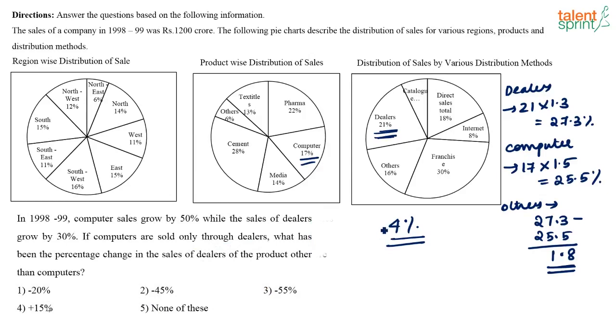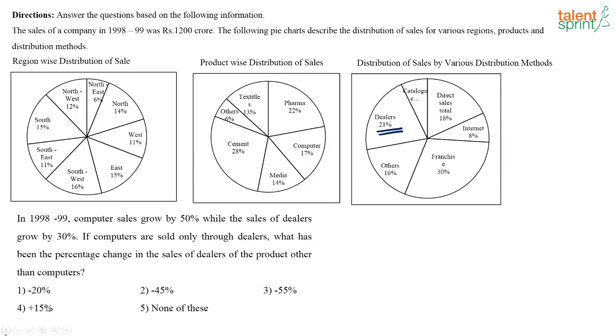Earlier it was 4%, that is, 21 minus 17 was 4% of 1200. Now it has become 1.8%. So that is less than half of 4, correct? Half of 4 is 2. So definitely this 1.8% is lesser than that, or I can say if you look at the percentage change, it has to be greater than 50%, so it is minus 55%. I hope it is clear. Is it clear now?